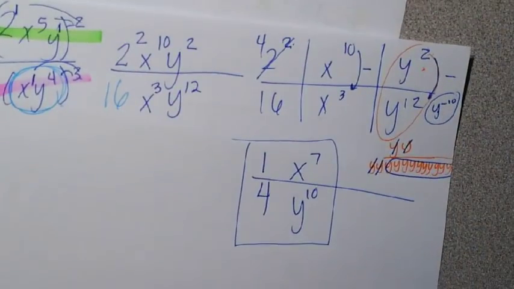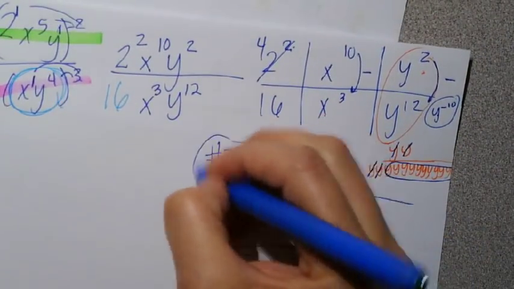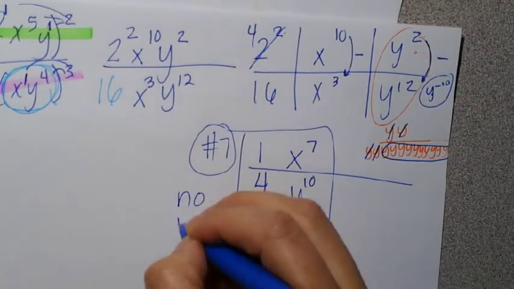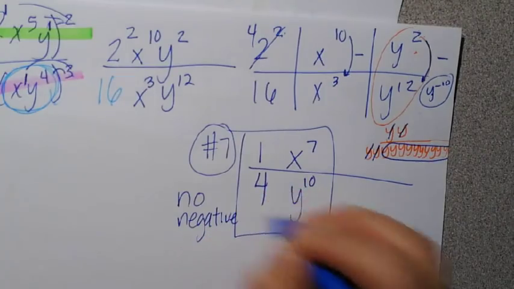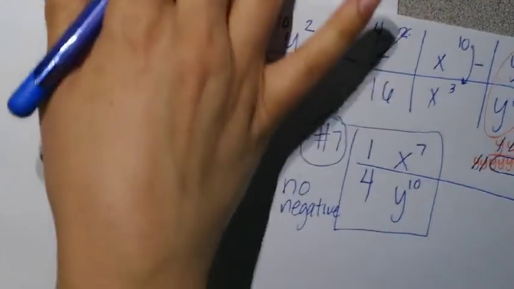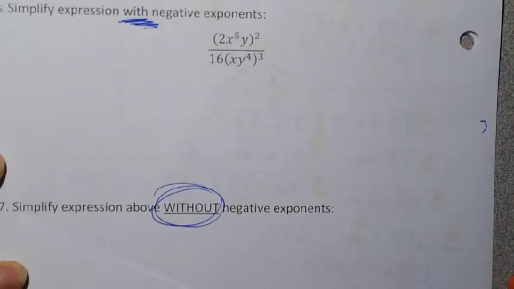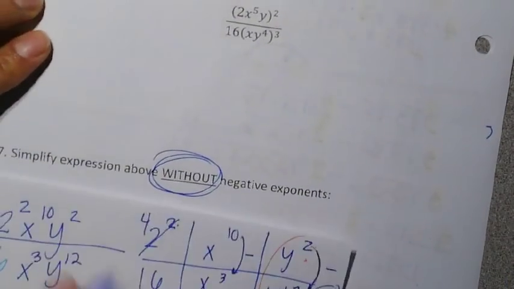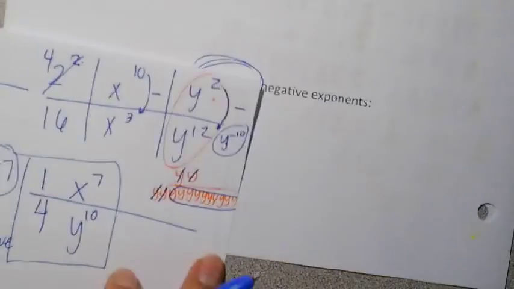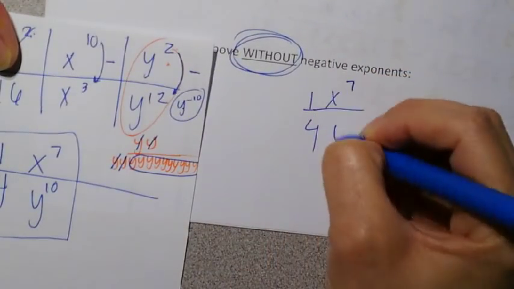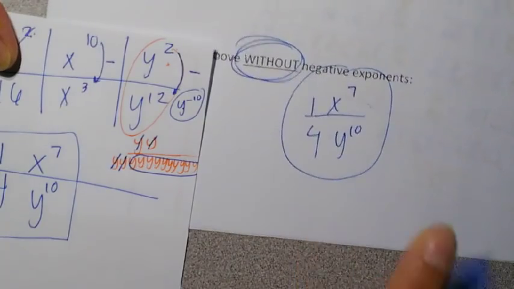Now just notice that I told you with and without negative exponents. So this is actually number 7. Like we have no negative exponents. And then number 6, I'm sorry about the confusion, number 6 tells you write this with negative exponents, and number 7 without negative exponents. So number 7 we already did all this work, and we know that we have 1/4 x to the 7th, y to the 10th. So this is without negative exponents.